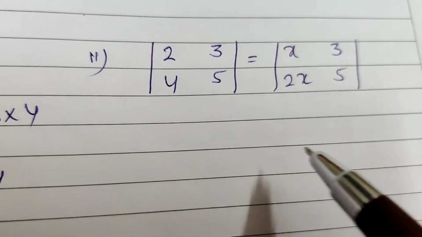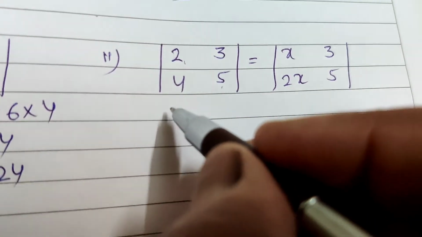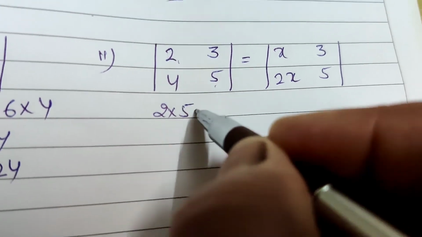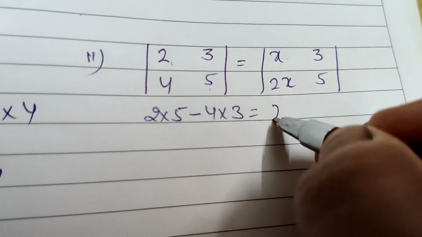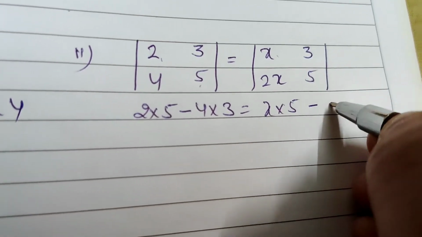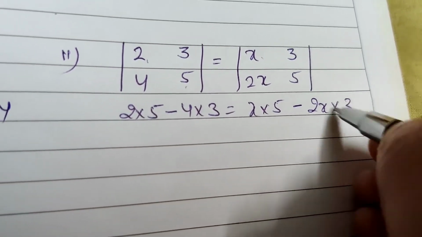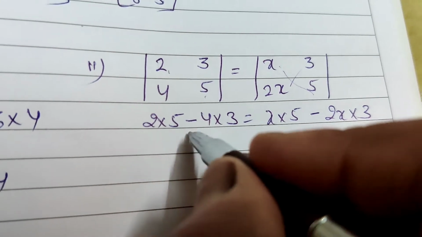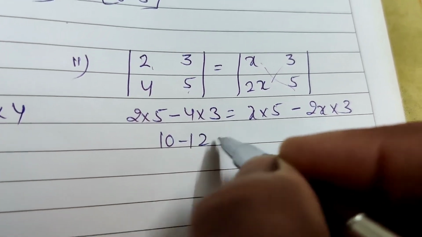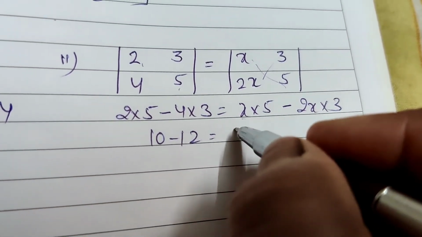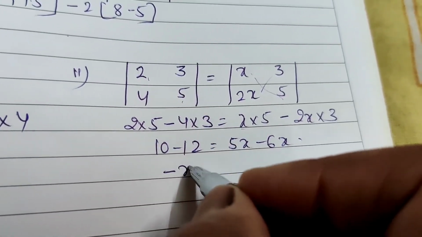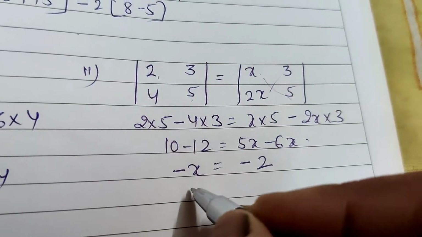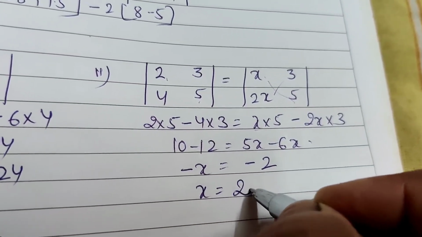In the second one, the value of this determinant is 2 into 5 minus 4 into 3. And x into 5 minus 2x into 3. Cross multiply. 10 minus 12. 5x minus 6x. It means minus x equal to minus 2, x equal to 2.